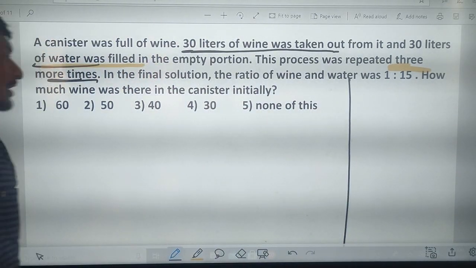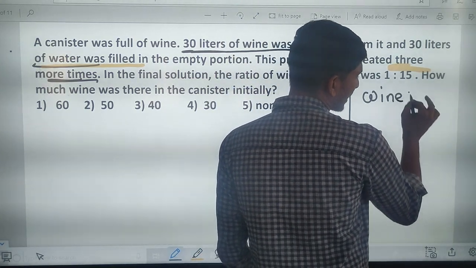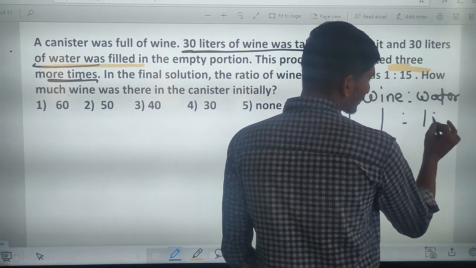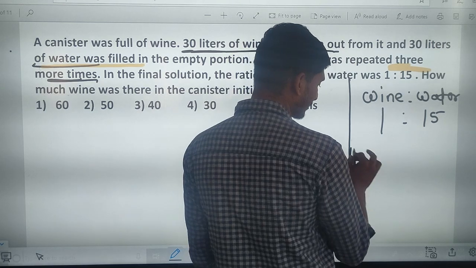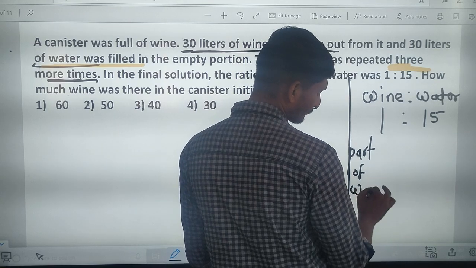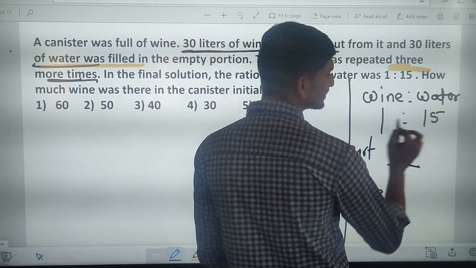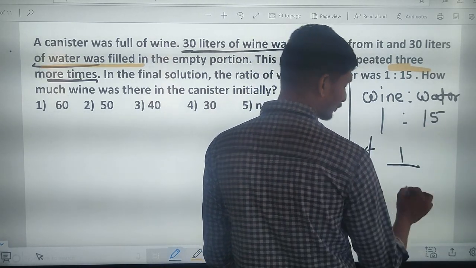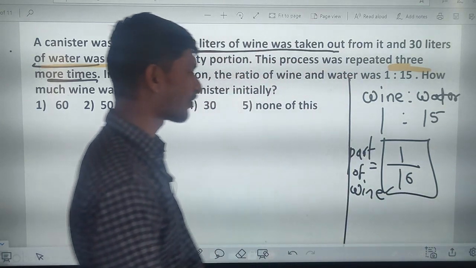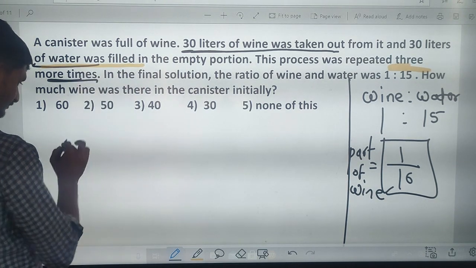Okay? So finally the ratio of wine to water is 1:15. Then the finally part of wine is 1 out of total 16 liter, that is 1 liter wine and 15 liter water. Finally the part of wine is 1 upon 16. Now we solve the same here.